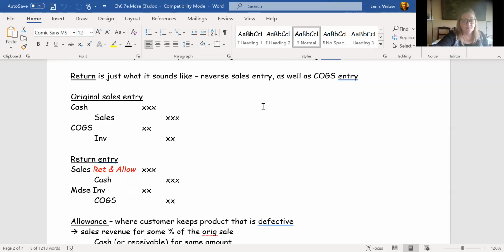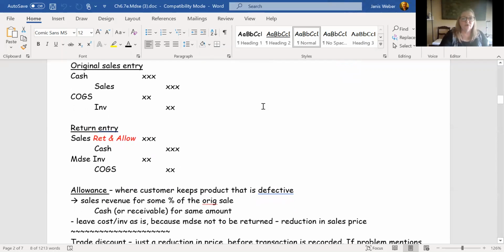So here's an example. This is an original sales entry. You debit cash, you credit sales, you debit cost of goods sold, you credit the inventory account. So that's recording the transaction with the double entry. Then when they return something, we debit sales, but if we want to keep track of the returns, we debit an account called sales returns and allowances.